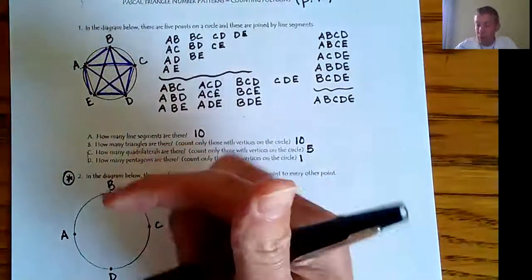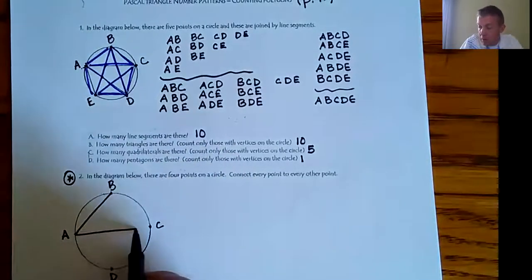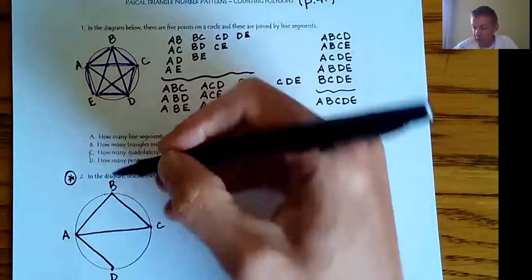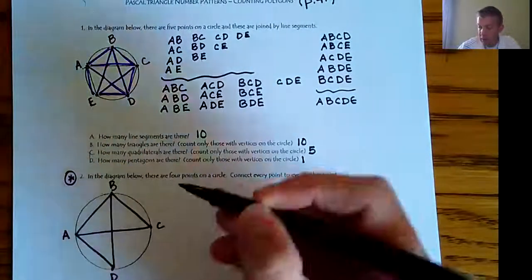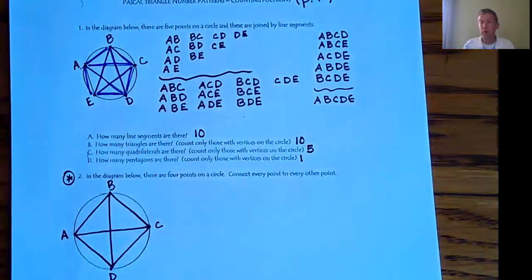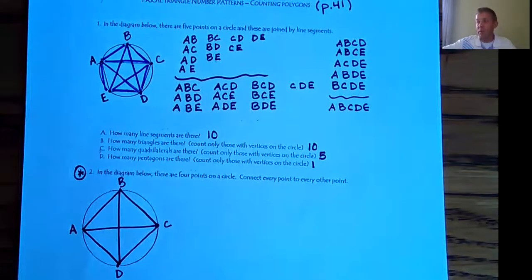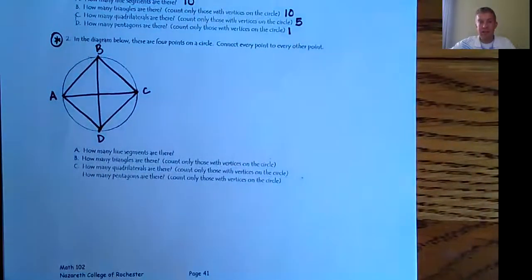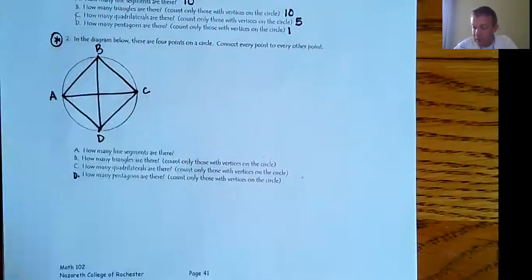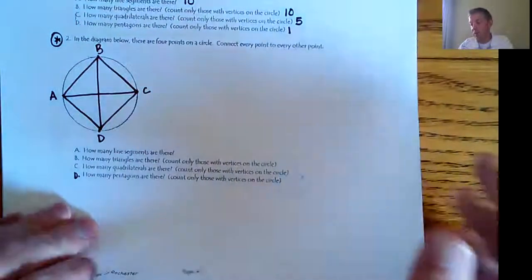And if I connect every point to every other one, it's going to look something like this. Okay, so now you go through and answer the 3 questions down there. How many line segments, how many triangles, quadrilaterals, I guess there's 4. D, how many pentagons. Okay, so do number 2.